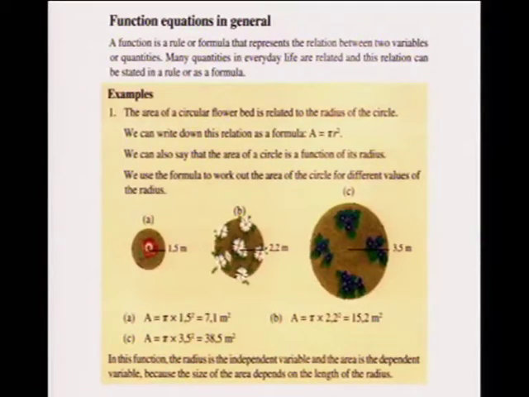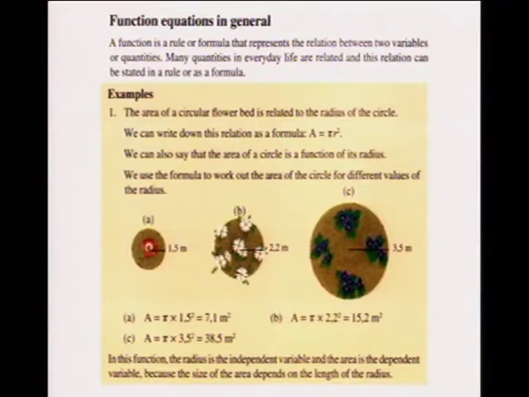Functions. In general, we need to know the formula. For example, number 1, the area of a circle. Now, always write down your formula first and then you carry on. You might get marks for your formula even if your answer is wrong. So area is equal to pi radius square.